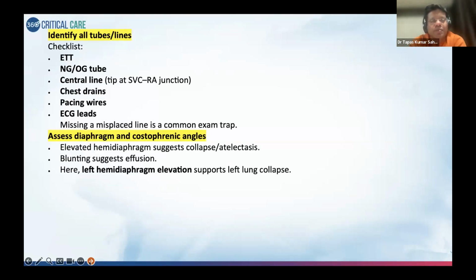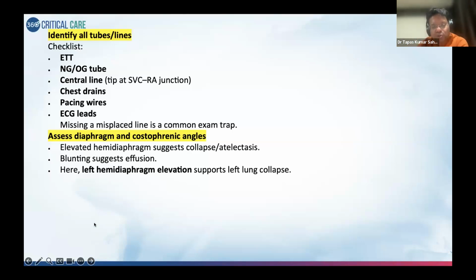Now assess the diaphragm and costophrenic angles also. Elevated hemidiaphragm suggests collapse or atelectasis, because what is happening now, the lung is collapsed, so somehow the diaphragm is also tented up. Blunting suggests effusion. Now here in this patient, what happened? Left hemidiaphragm elevation that supports your left lung collapse.